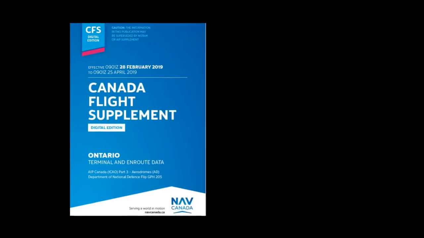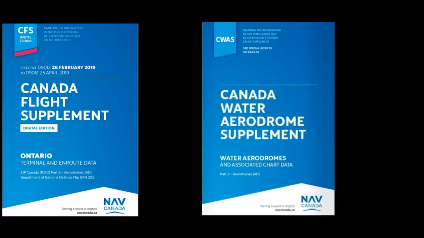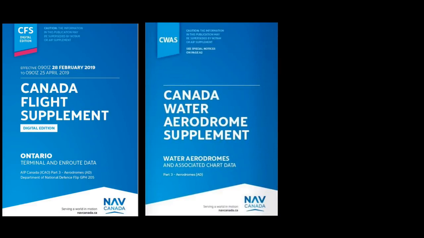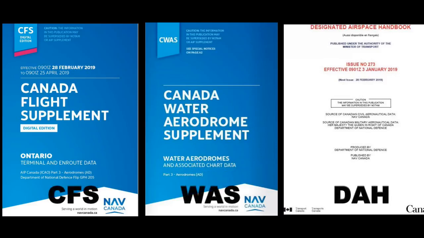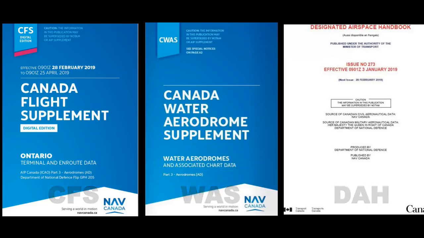So to help with this story, I'm going to bring along three little friends of mine. The first is the Canada Flight Supplement, or CFS, which defines all the registered and certified aerodromes, ground-based. And then his little brother, the Water Aerodrome Supplement. I think you can figure out what that is. And finally, their distant cousin, the Designated Airspace Handbook, or DAH. Whoever does this one needs to work on their cover art. Between these three characters, we will be able to walk through all of the airspace and aerodrome information in Canada.